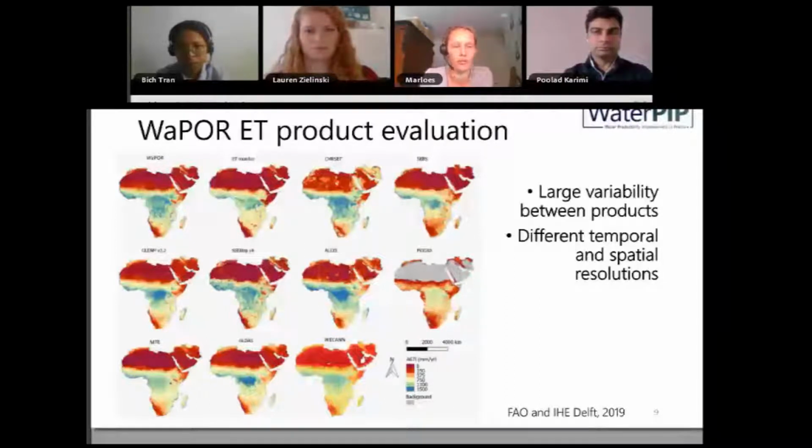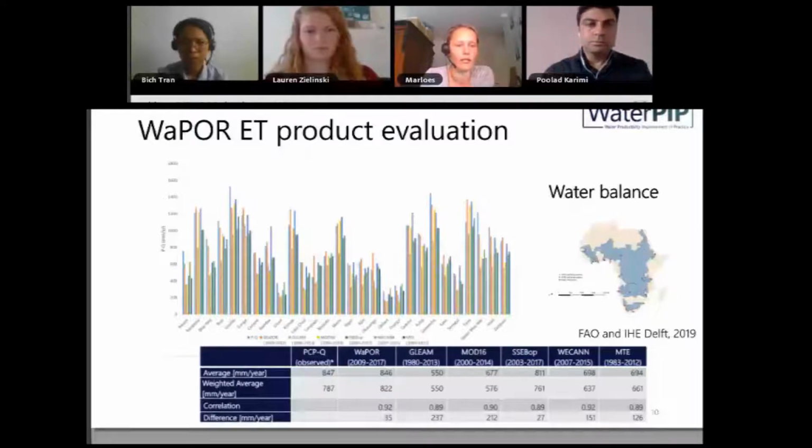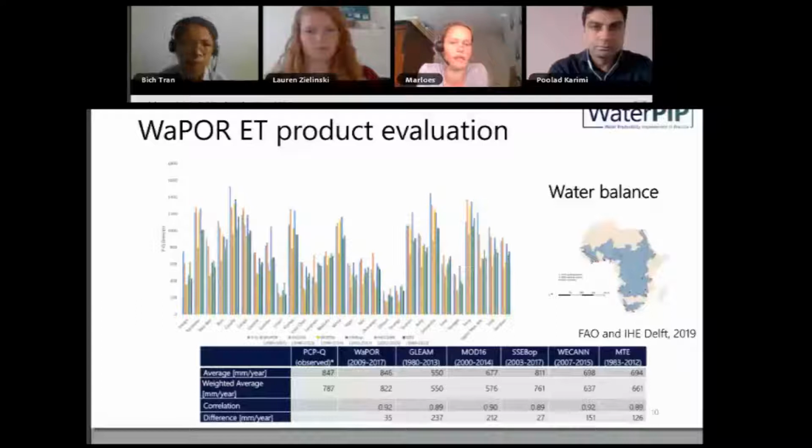So in this report, the quality assessment report from IHE and FAO, we evaluated a number of different products using a variety of methods. One of the methods was looking at the water balance of large river basins in Africa. So we evaluated precipitation minus the discharge that we received from a global data set, and we compared that to the ET from WaPOR. The graph shows the comparison, which is probably not very clear, but if we look at the statistics, we compared the average of the different products and the one with the precipitation minus the discharge.